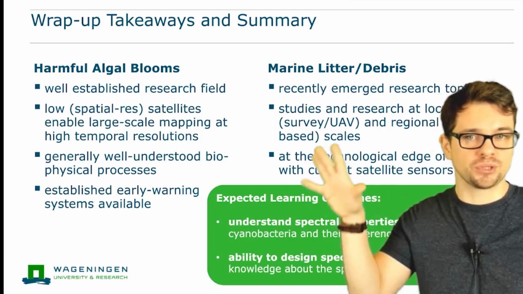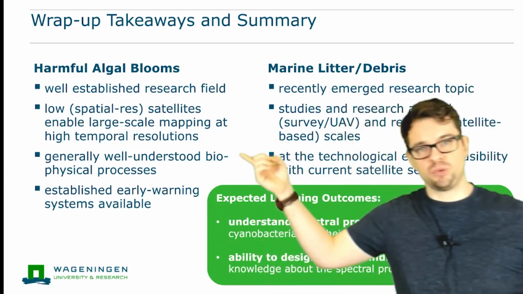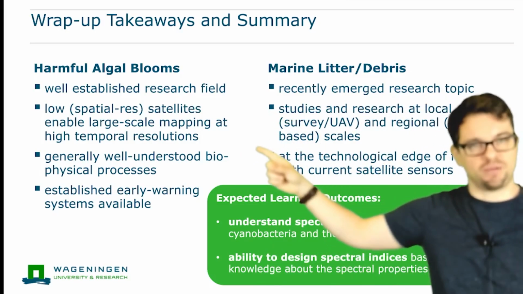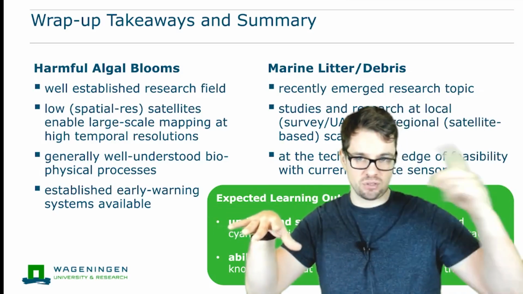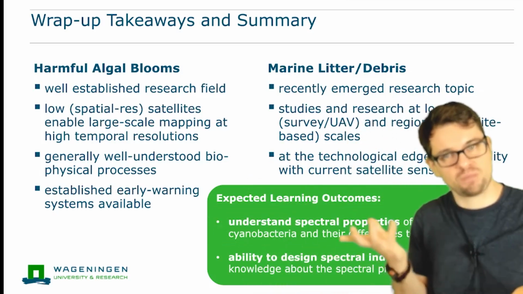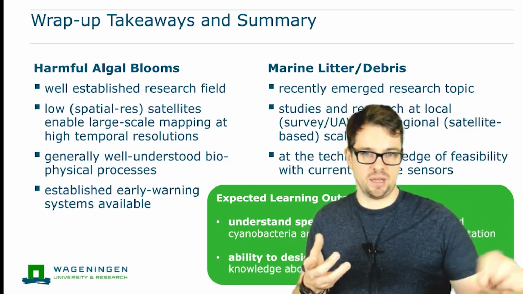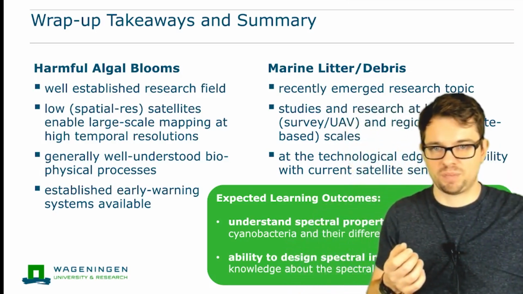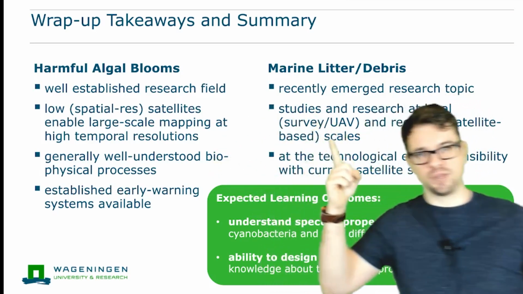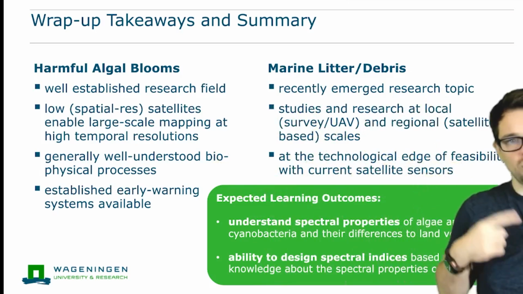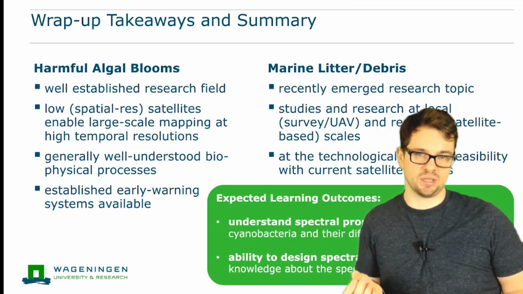We talked about those two main areas, harmful algal blooms and marine litter debris. Harmful algal blooms is a fairly well-established research field, mainly driven by low spatial resolution satellites that are able to monitor large areas regularly, with fairly well understood biophysical processes. We know, for instance, about the phycocyanin and the cyanobacteria and the absorbance in the spectrum of chlorophyll. But we can take a lot of ideas from here in a more emergent research field like marine litter and marine debris monitoring, where current studies are ongoing on how we can separate these different types of agglomerations with satellite data.